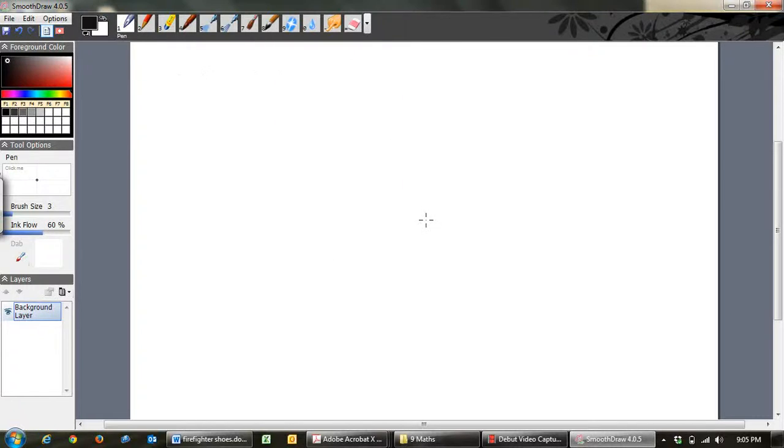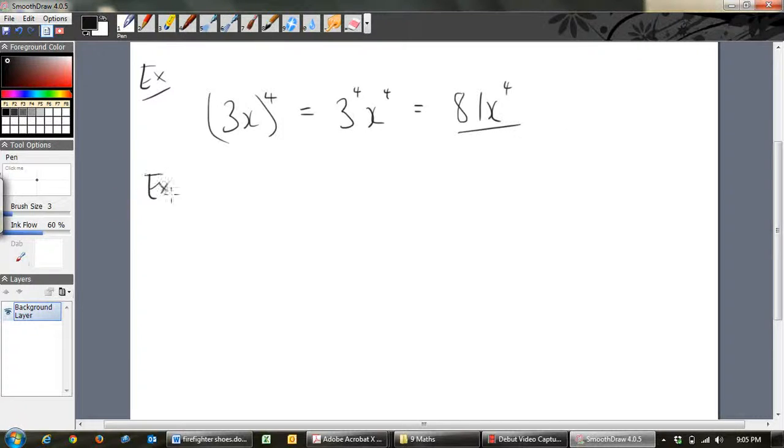Okay, so let's do an example of that. I'll start with a simple example: 3x to the power 4. What that is equal to is 3 to the power 4 times x to the power 4. Easy as that. 3 to the power 4 is 3 times 3, which is 9, times 3 times 3. So it's 81x to the power 4. And there's your answer. Sorry, really basic example, but that's really the guts of it.